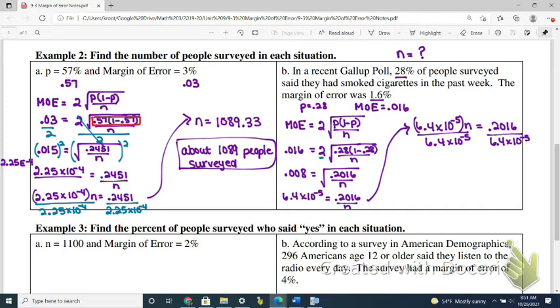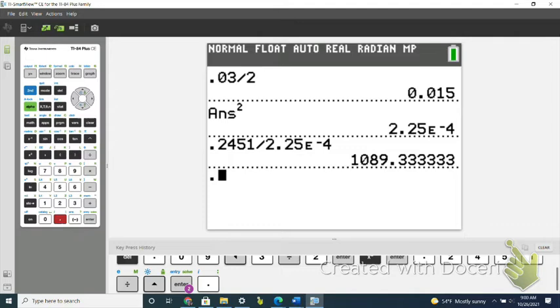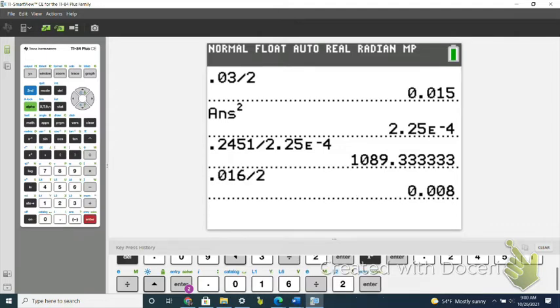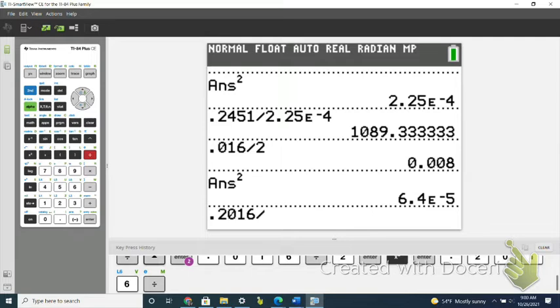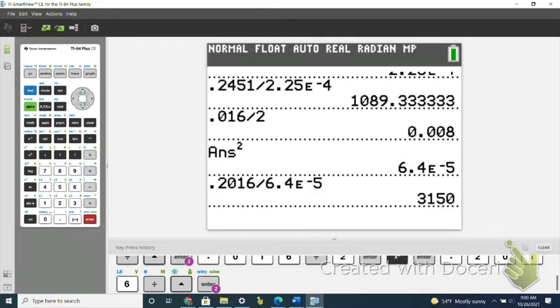So if you need to pause it here to finish writing this down, do so, but I'm going to go back to my calculator and we're going to type it in. So I started out with 0.016 divided by 2. From there, I squared both sides. And I had 0.2016 divided by my answer. It comes out as a whole number, so that means I don't need to write about. That is the answer. So let's go back to our paper.